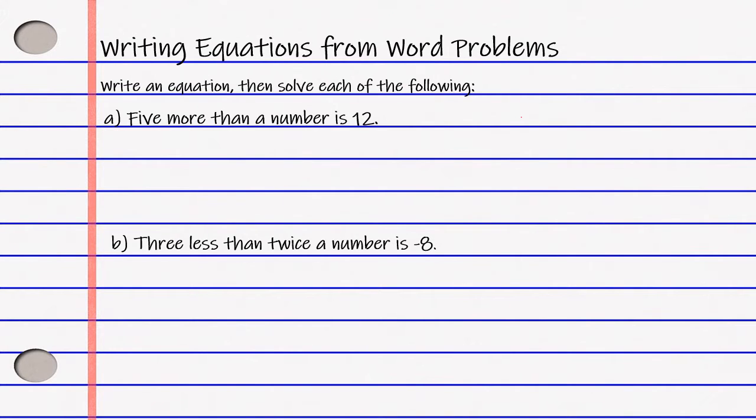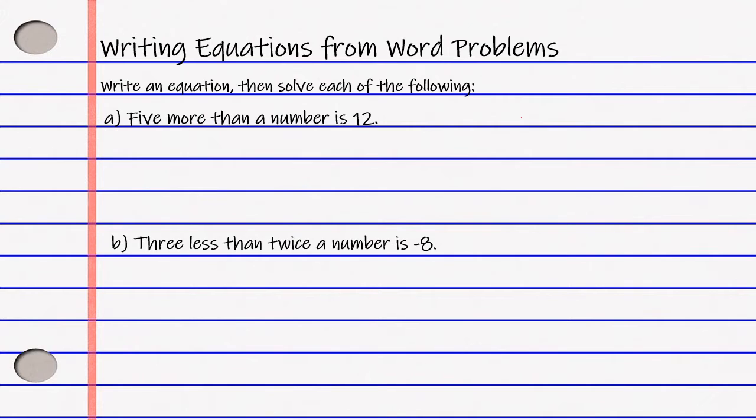Okay guys, so today we're talking about writing equations when we're starting with a word problem. So what we're going to do is look at the following word problems. We're going to write an equation and then we're going to solve it. The first couple are really basic, and what I like to think about is translating from English to math. So the first one is 5 more than a number is 12.